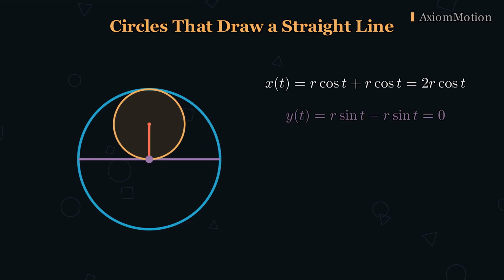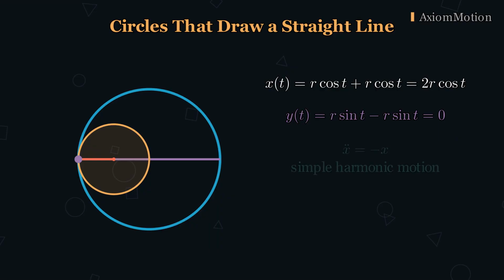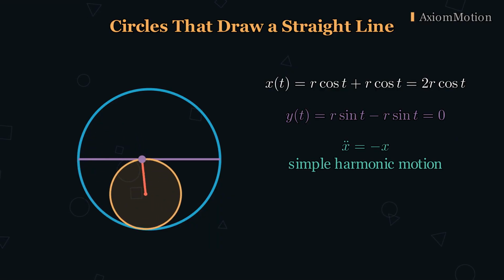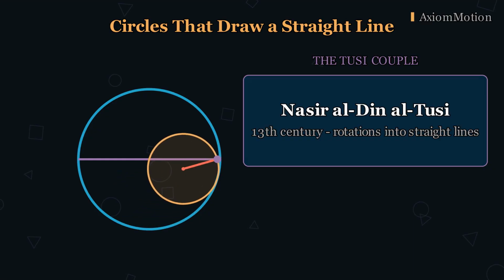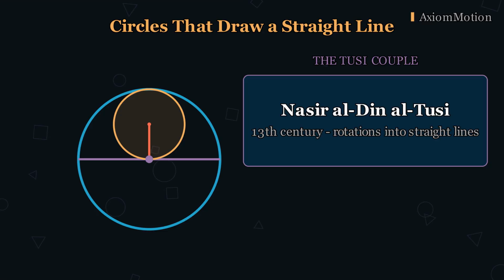Write down the coordinates of the rolling point and simplify. The vertical coordinate cancels to exactly 0, and the horizontal coordinate becomes 2r cosine t. A straight line. In fact, perfect simple harmonic motion, built from nothing but circles. In the 13th century, the Persian astronomer Nasir al-Din al-Tusi devised exactly this 2-circle construction, turning rotations into straight-line motion. Historians now call it the Tusi couple.